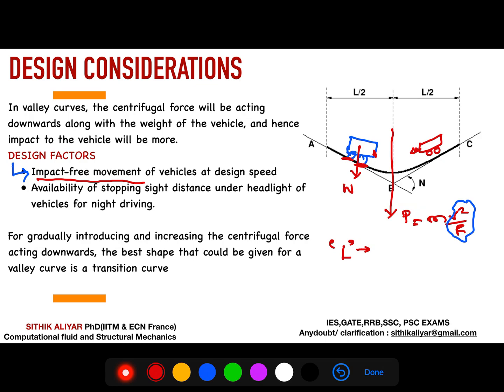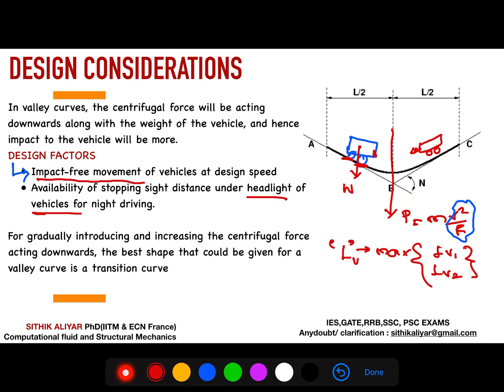So the design factors they have included: one factor is you should consider the impact free movement, and second they have included the headlight sight distance. So the length of the valley curve will be based on the maximum of two lengths: you find one length based on centrifugal acceleration, one length based on your headlight sight distance. So you will provide the maximum value. So this will be the length of the valley curve.